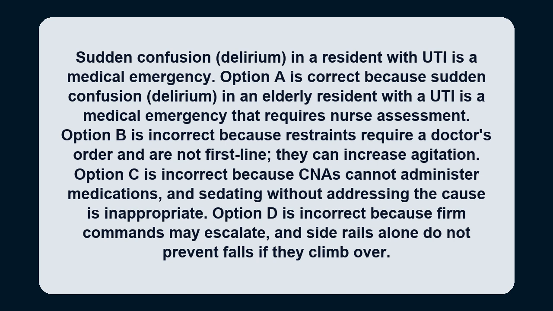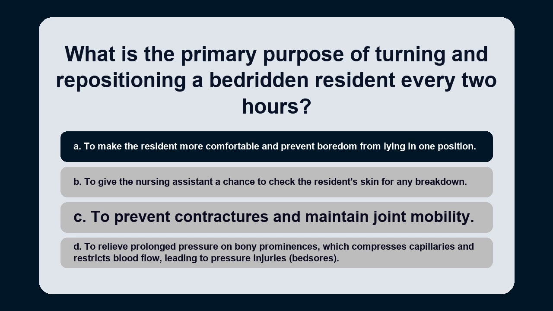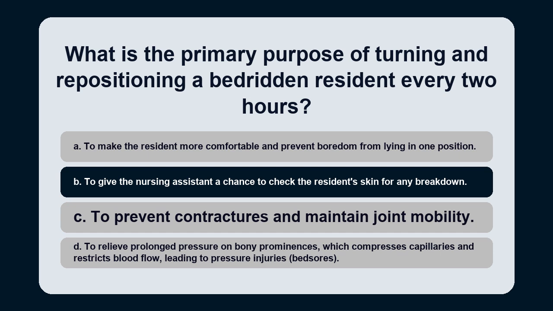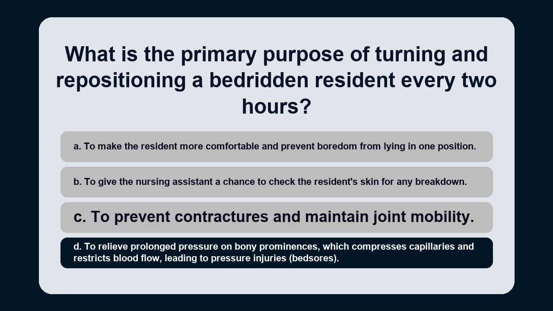Question 3. What is the primary purpose of turning and repositioning a bedridden resident every 2 hours? Option A. To make the resident more comfortable and prevent boredom from lying in one position. Option B. To give the nursing assistant a chance to check the resident's skin for any breakdown. Option C. To prevent contractures and maintain joint mobility. Option D. To relieve prolonged pressure on bony prominences, which compresses capillaries and restricts blood flow, leading to pressure injuries, bed sores.